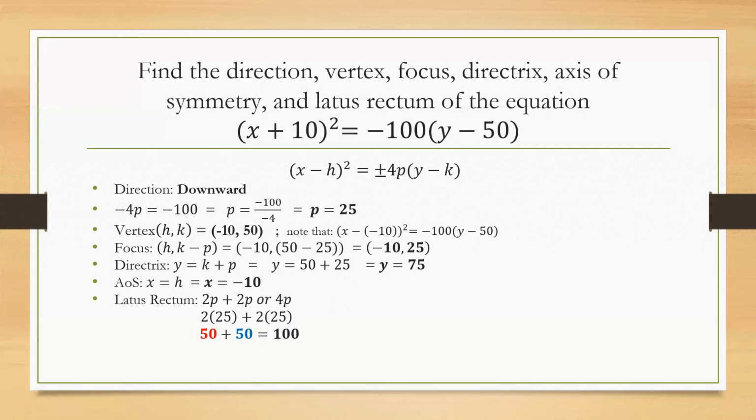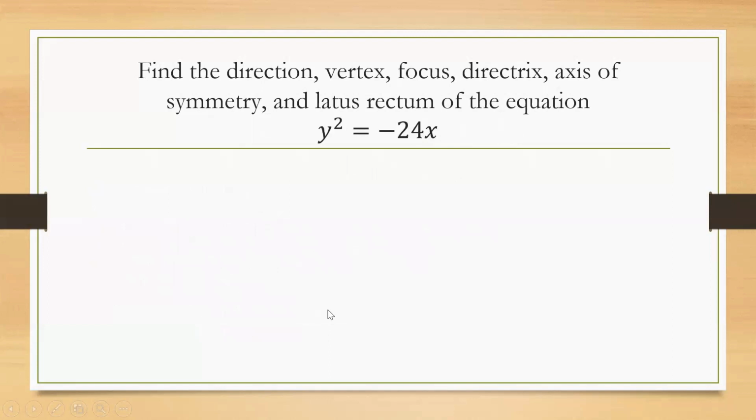We can either find the latus rectum through 2p plus 2p or just 4p. We usually use 2p plus 2p if we want to graph the parabola. But if we are only going to find the length or the distance of the latus rectum, we can just use 4p. So again, simply put in the values. 2 times 25 plus 2 times 25, that's 50 plus 50, and then we get 100, and then that's it.